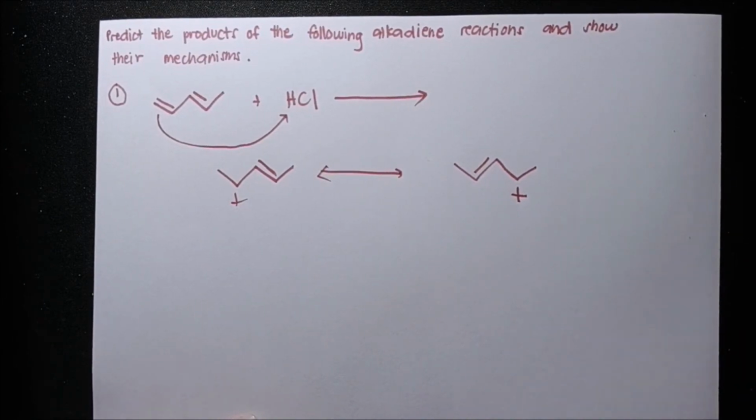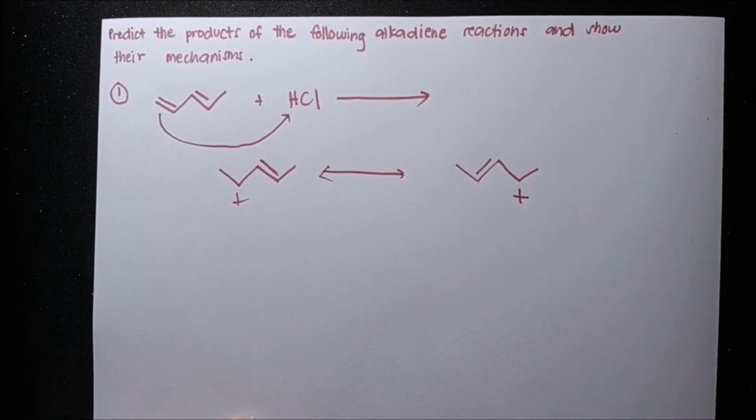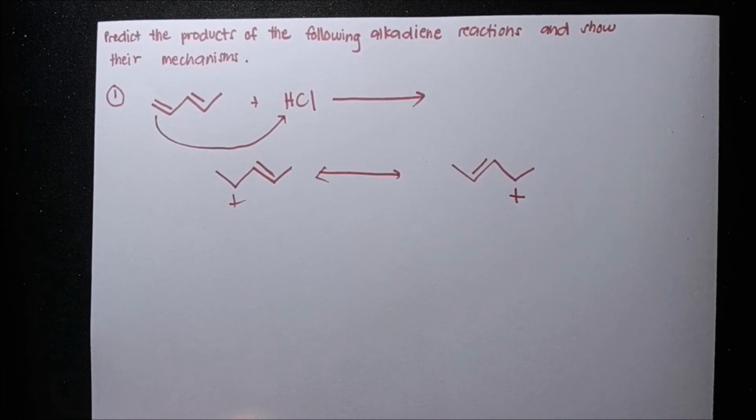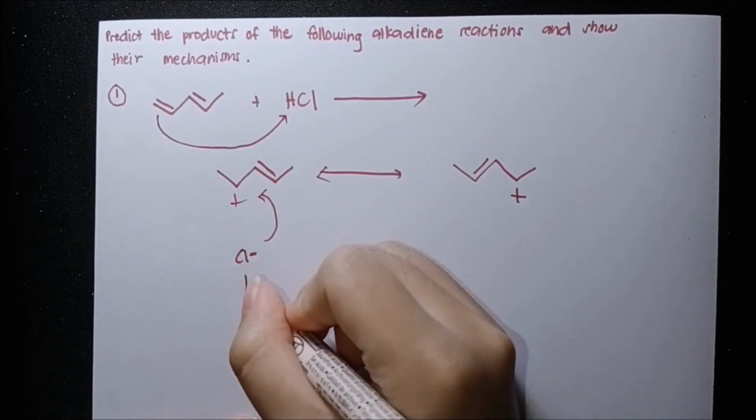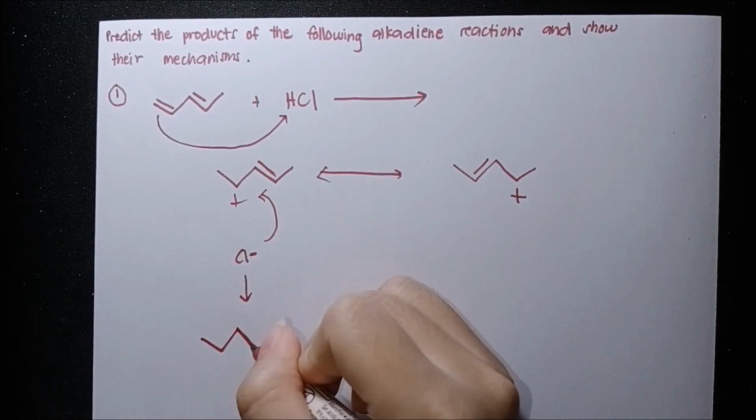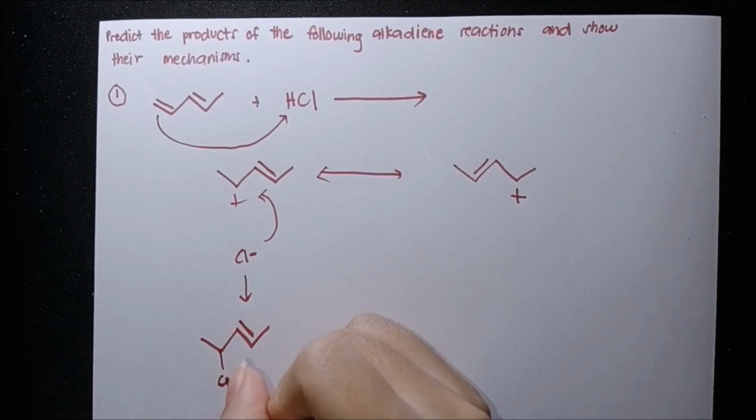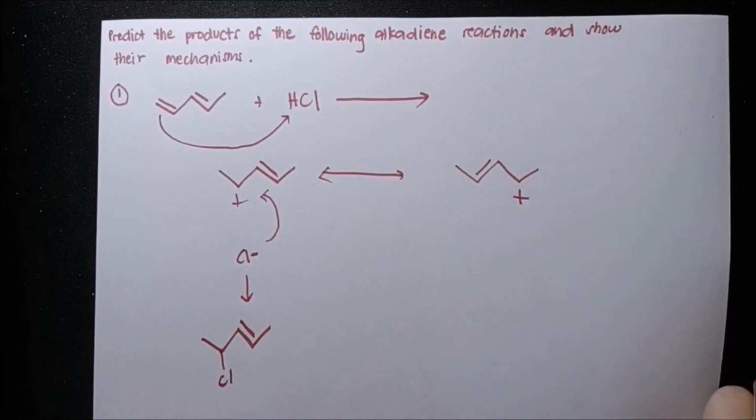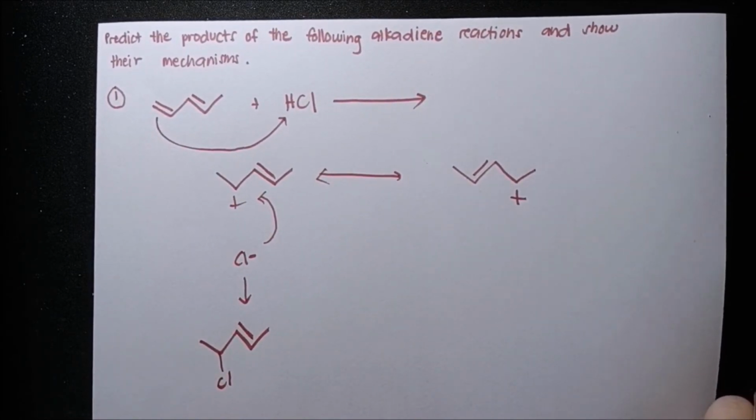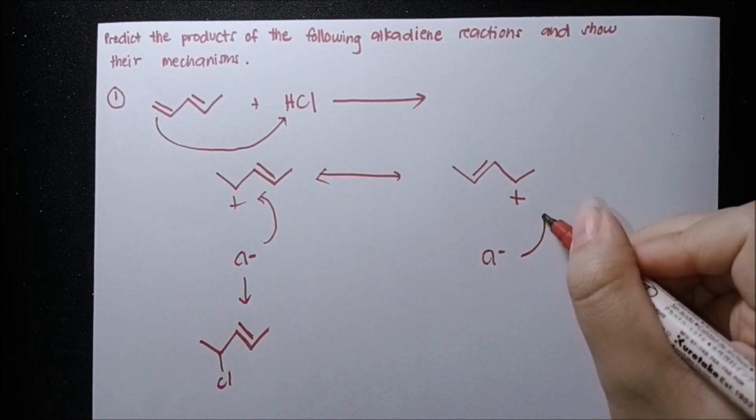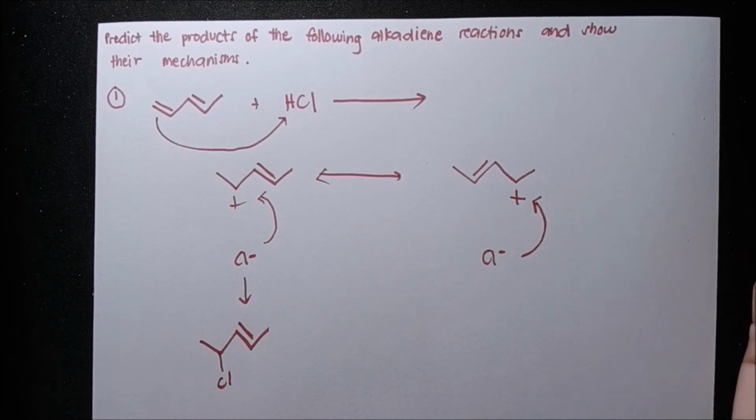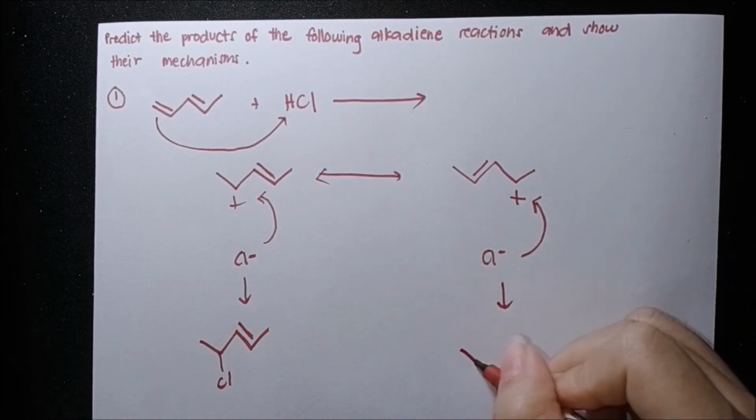If you have questions or clarifications on resonance structures, feel free to message our Facebook page or comment them in this video. Moving on, the chloride ion will attack this carbocation and will yield this product. While in here, the chloride ion will attack this carbocation and will yield this product.